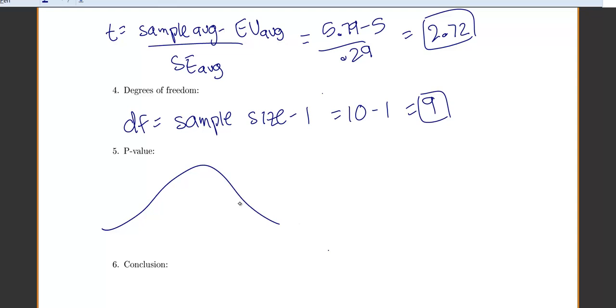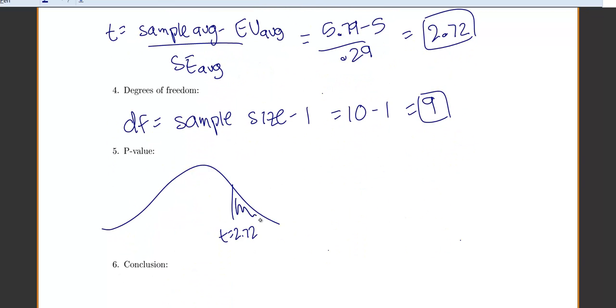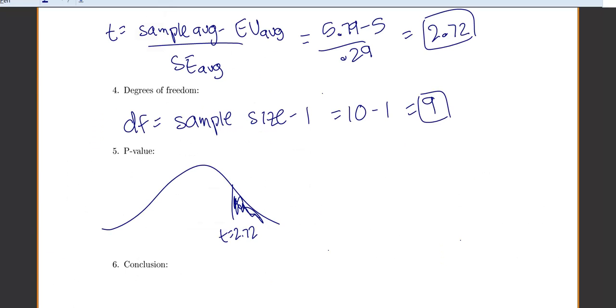Now for your p-value, here's our test statistic of T equals 2.72. And we're going to shade to the right because our alternative hypothesis was that the average is greater than 5 ounces. So shade to the right. So 9 degrees of freedom, 2.72. 2.72 would be somewhere about here, between 2.26 and 2.82. So the probability is somewhere between 1 and 2.5%. So my p-value is between 2.5 and 1%.